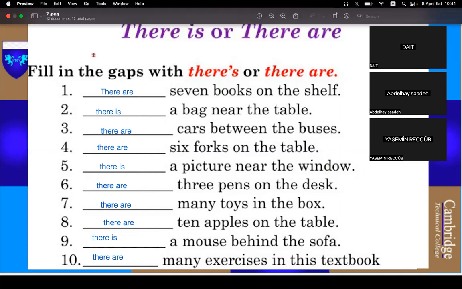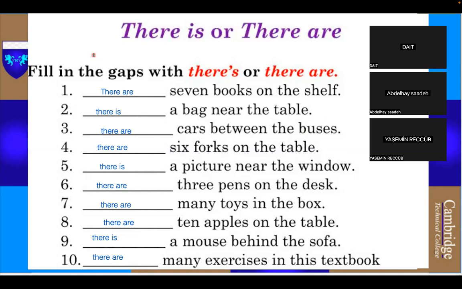There is a cat on the bed. There are cats on the bed. Correct. Now last one, Miss Tasneem. Would you like to give me? There is a sofa in the room. There are apples on the table. Very good.